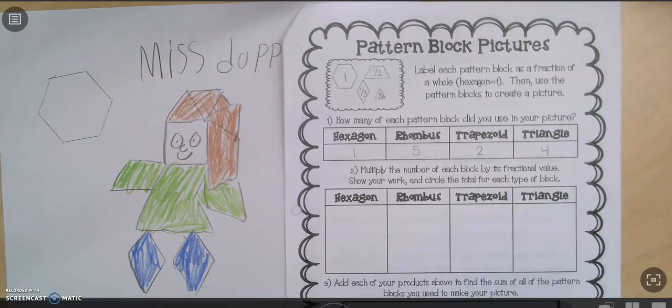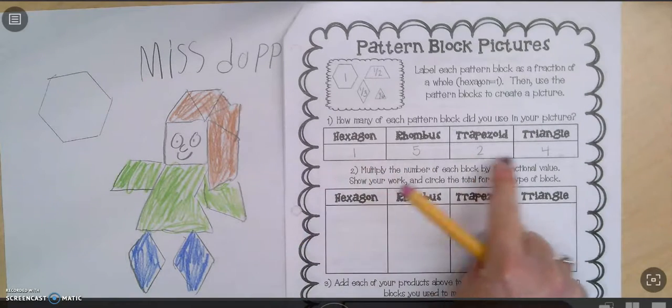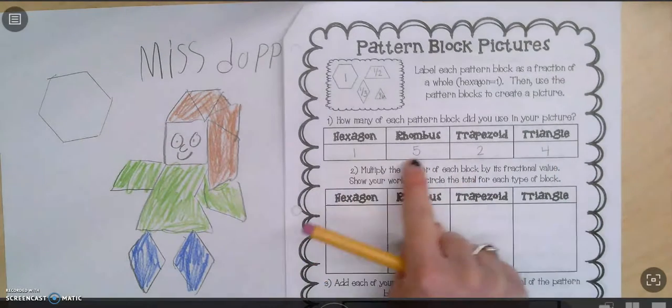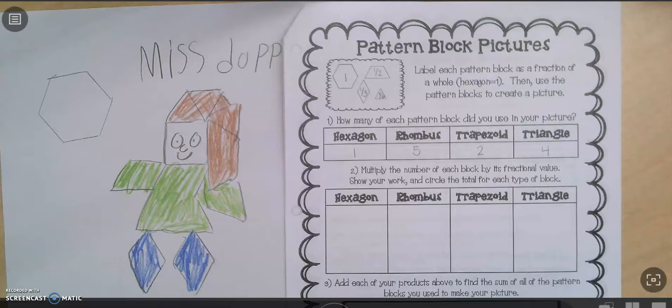So first, I'm going to count up all of those pieces. I know that this particular picture met the requirements of using at least one of every type. You should have a number in each of these 4 boxes.